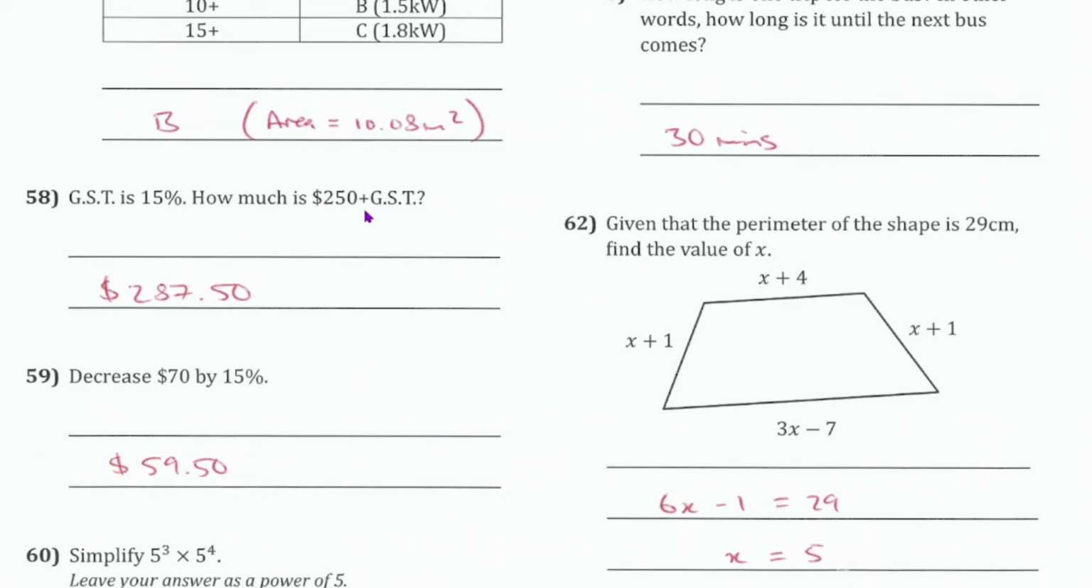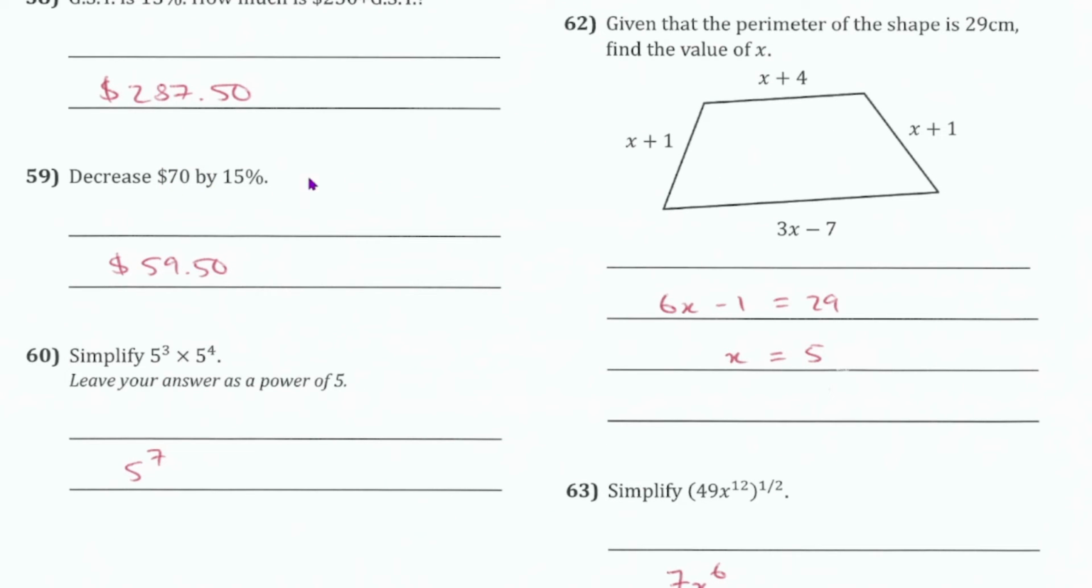So 250 times 1.15 gives us $287.50. The alternative way to figure this out is you figure out 15% of 250, which you do by going 0.15 of 250, times by 250, and then adding that back onto 250. But you save yourself an extra step by having the 1 in there the whole time.